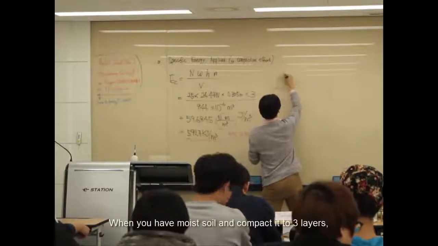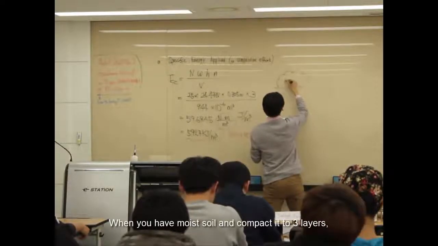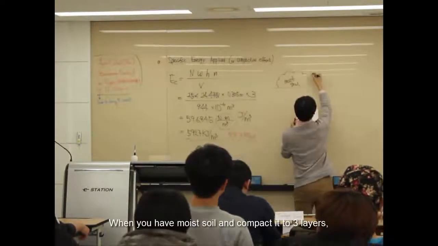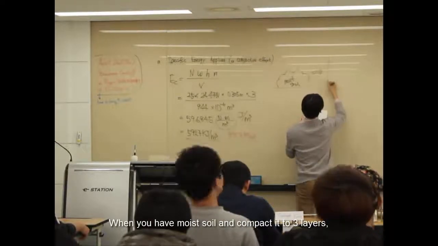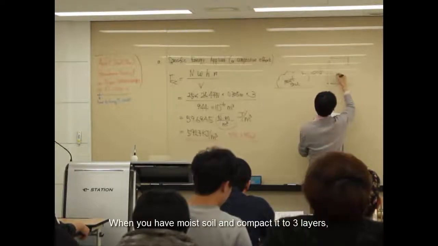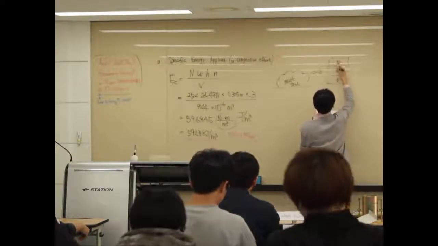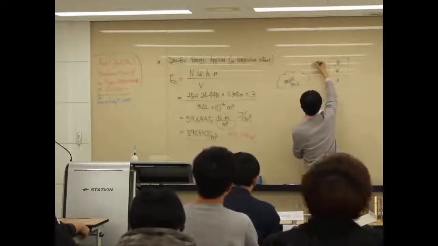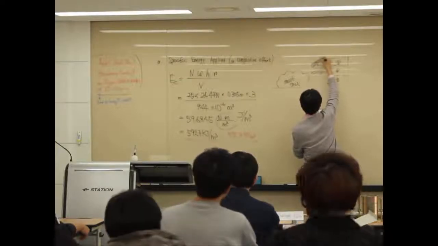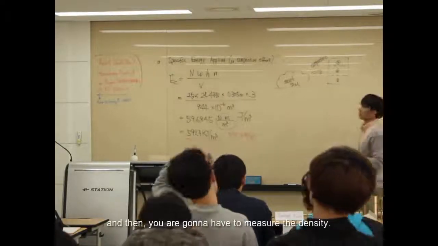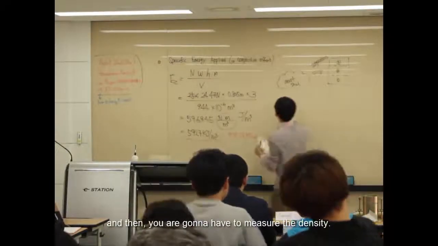So when you have moist soil and you compact it in 3 layers, 1, 2, 3 layers, and then you're going to have to measure the density.